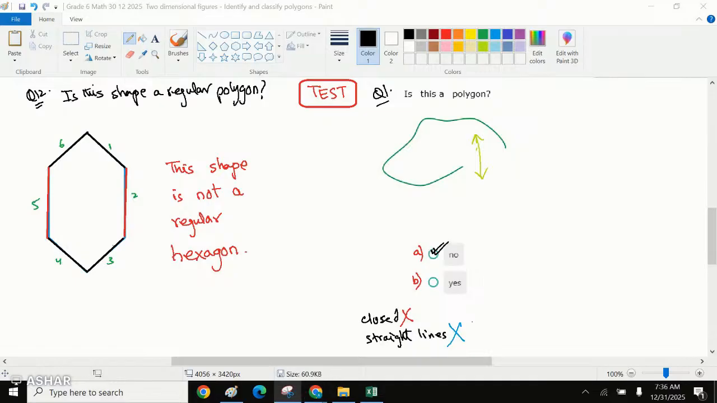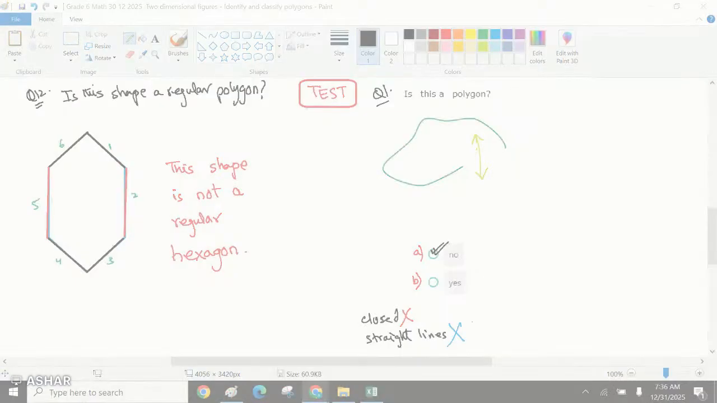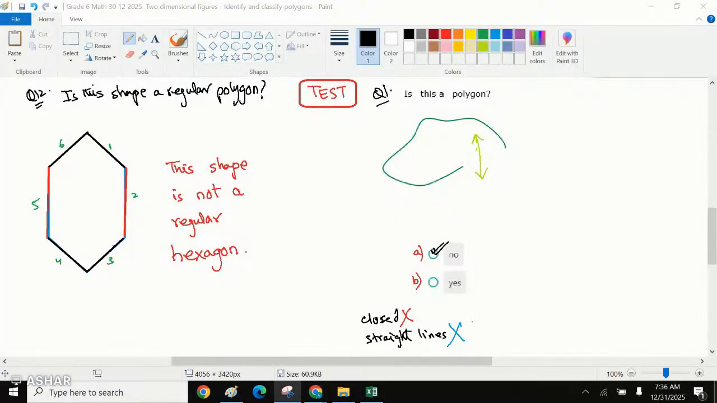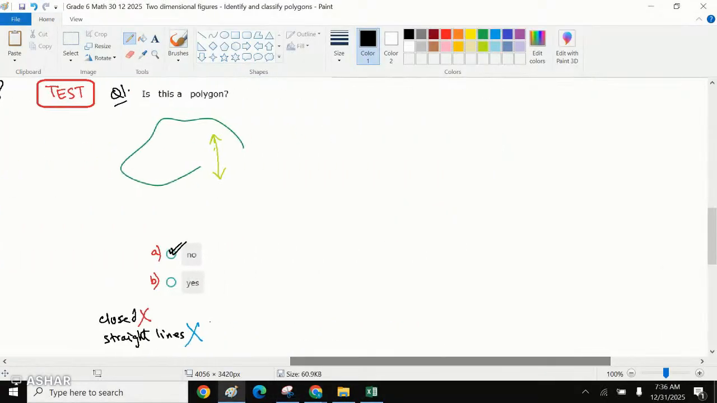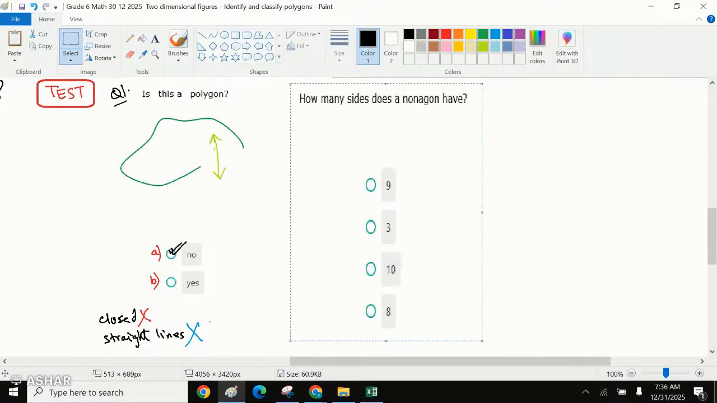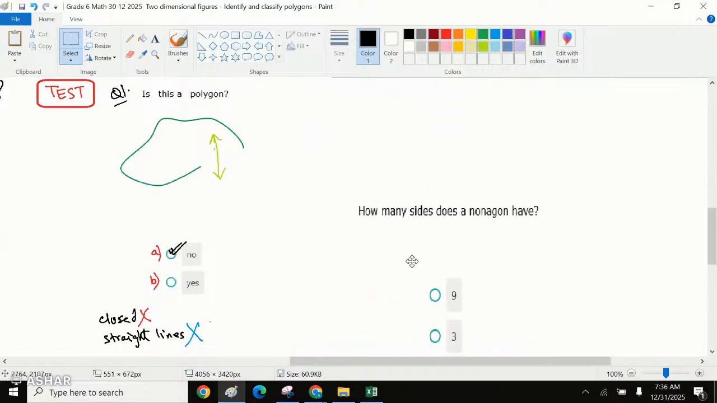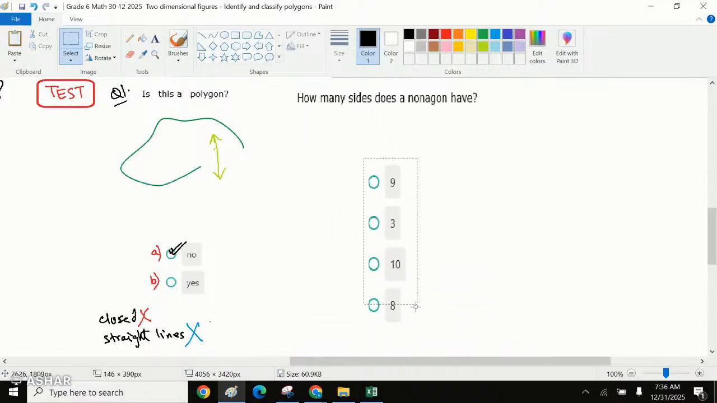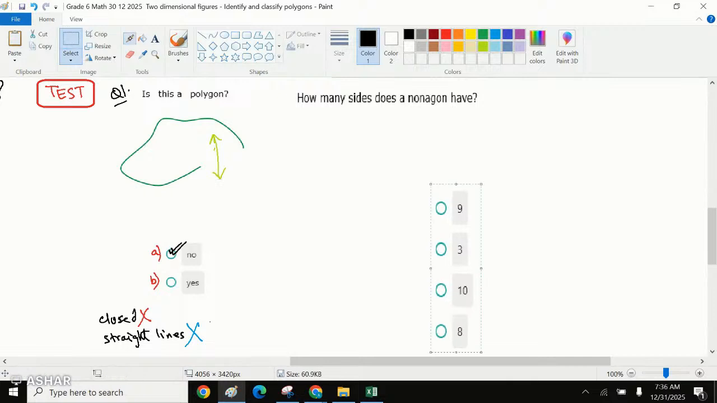Let's go to the next question. Question number 2. How many sides does a nonagon have? We know that nona stands for 9. Okay, we did the names. This is nonagon. These are the options A, B, C, and D, right?